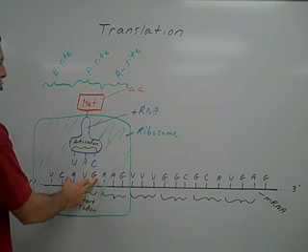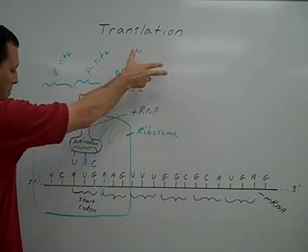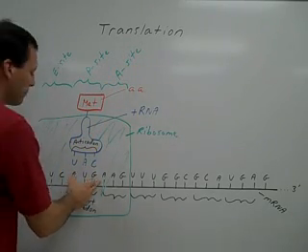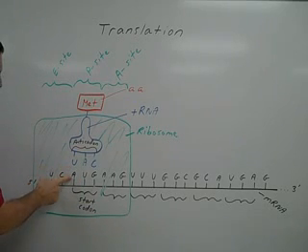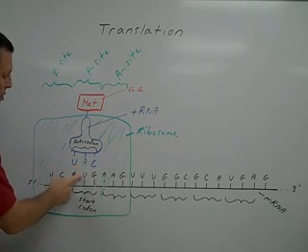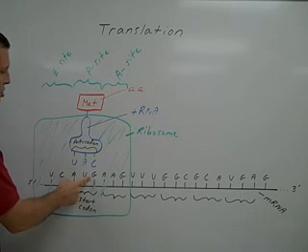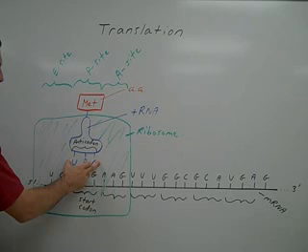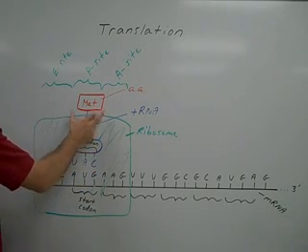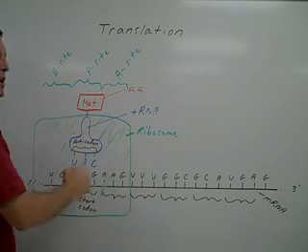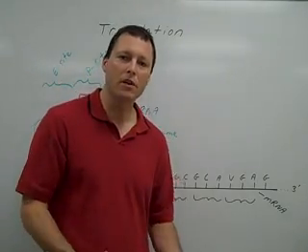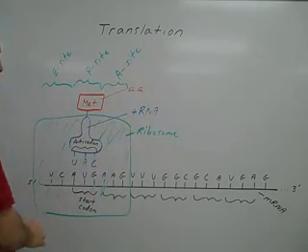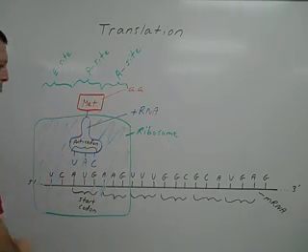Our first transfer RNA with attached amino acid comes in, and it pairs up with AUG via hydrogen bonding. Now U is going to pair with A, A is going to pair with U, and C pairs with G. So this is the only transfer RNA that can pair up in this particular place. Attached to this transfer RNA is the amino acid MET, which stands for methionine. It's one of the 20 amino acids, and we labeled that AA, amino acid. So that's going to be our first amino acid.